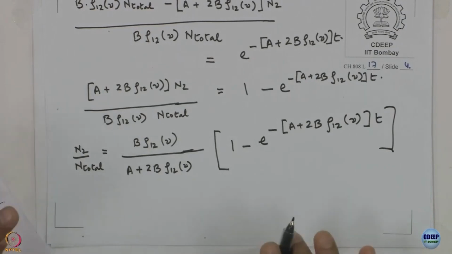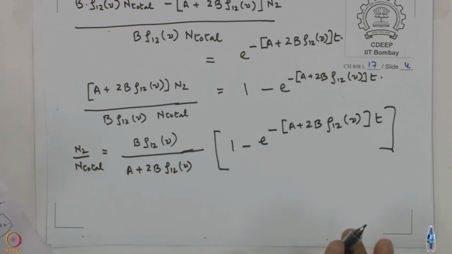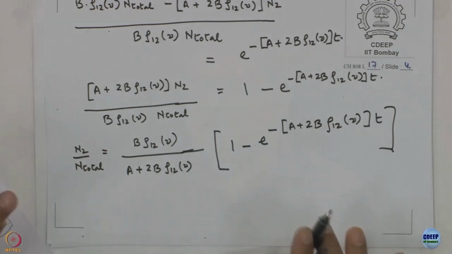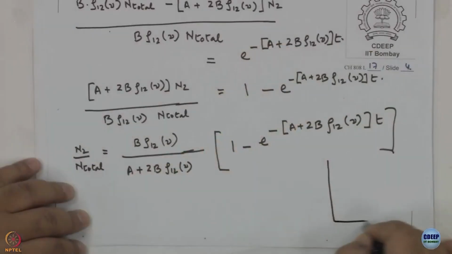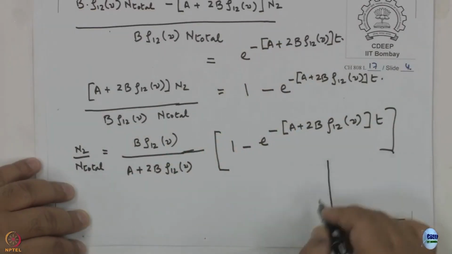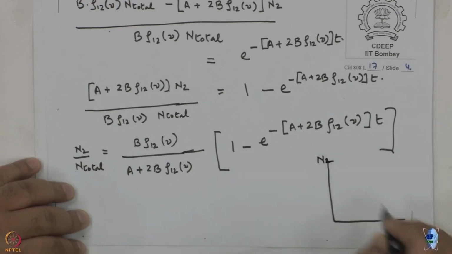My job now is to see, is it ever possible for this ratio to be more than half? Because if that happens, then population inversion is going to happen. Let us see. Let me plot. I think we chemists understand pictures better than numbers. So, let me plot n2 versus time.